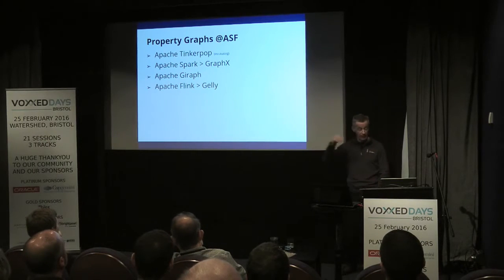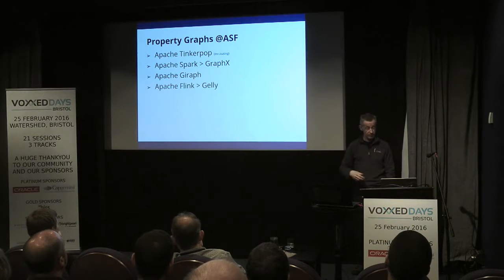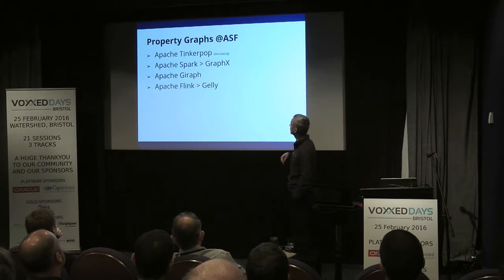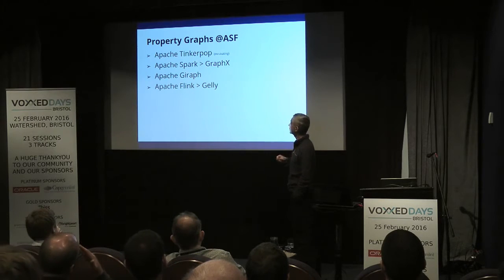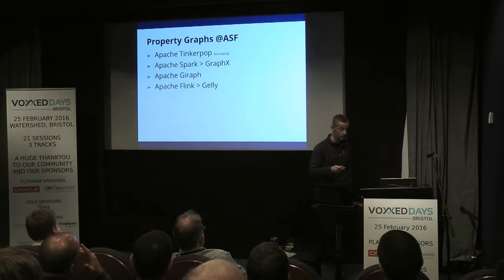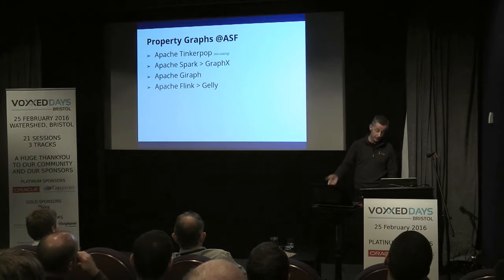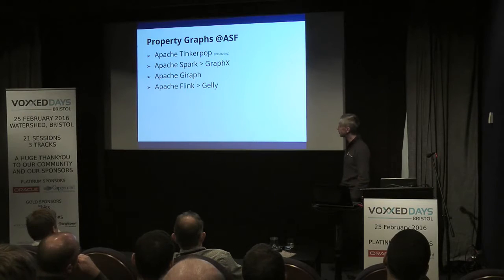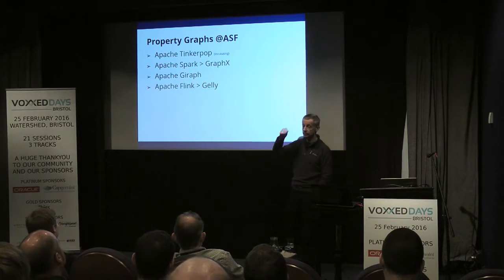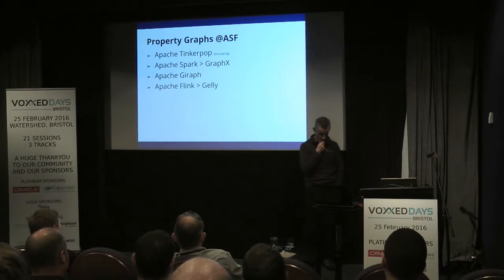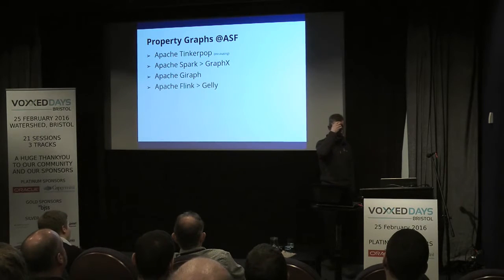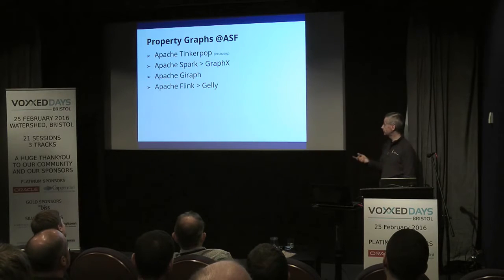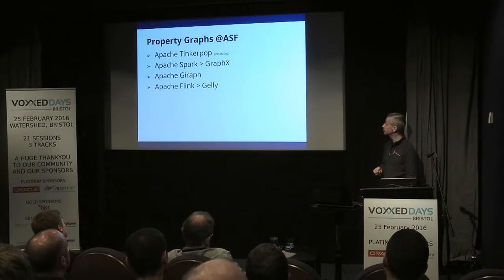There's some Apache stuff. ASF is the Apache Software Foundation. TinkerPop, that's just coming in. They're technically in the process of becoming a top-level project, which should happen fairly soon. Apache Spark has a graph engine on top of it. Apache Giraph, which is the implementation of Google's bulk synchronous protocol. Apache Flink, another system, has a specialization in something called Gelly.